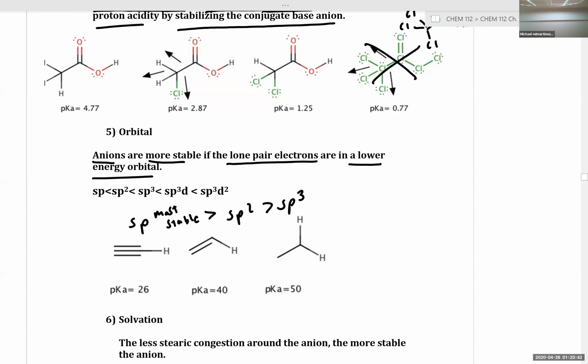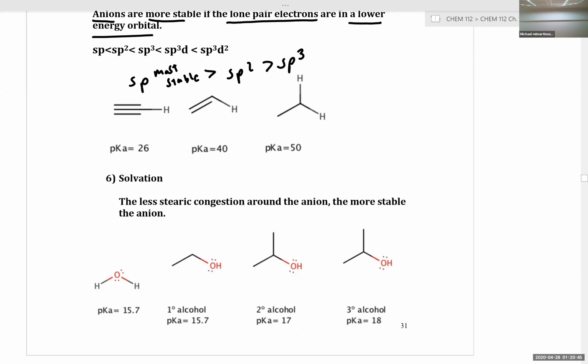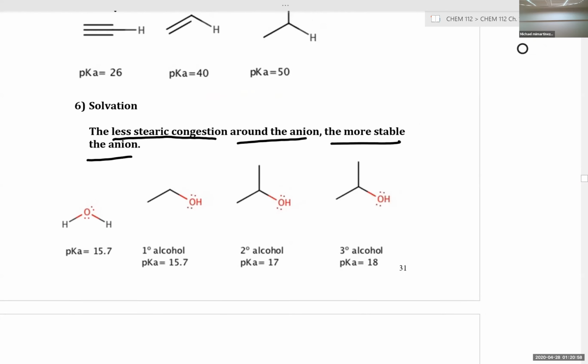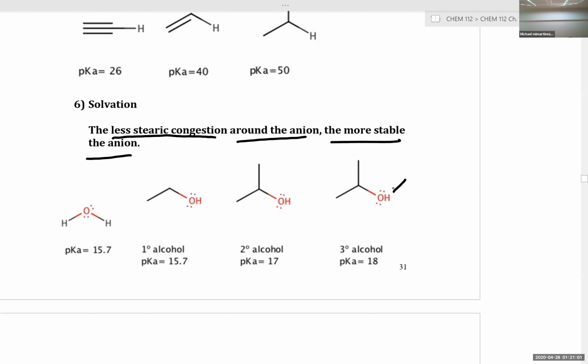The last major feature for anion stability has to do with sterics. So the less steric congestion around the anion, the more stable the anion. That's why, as we go from primary to secondary to tertiary, the anion adjacent to a tertiary carbon is sterically hindered, and as a result, less stable.